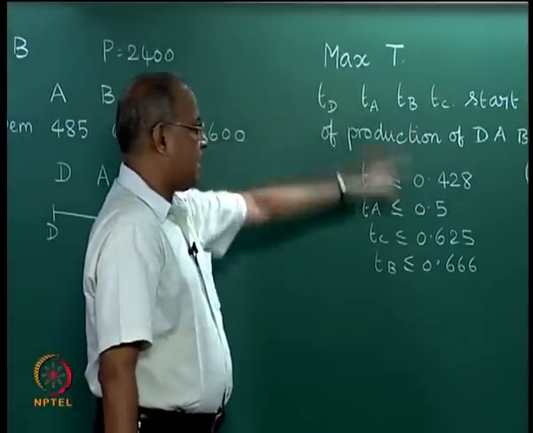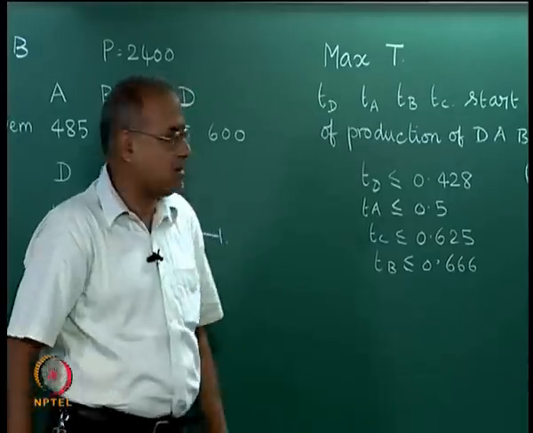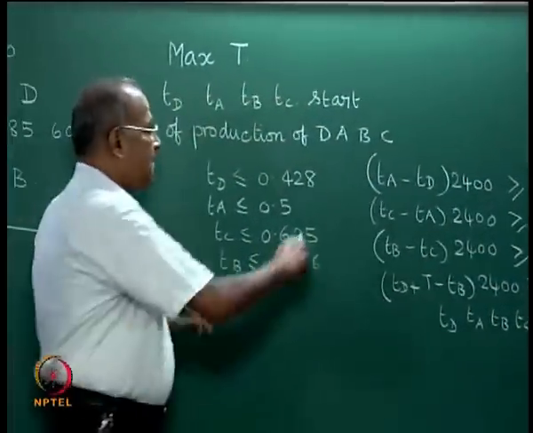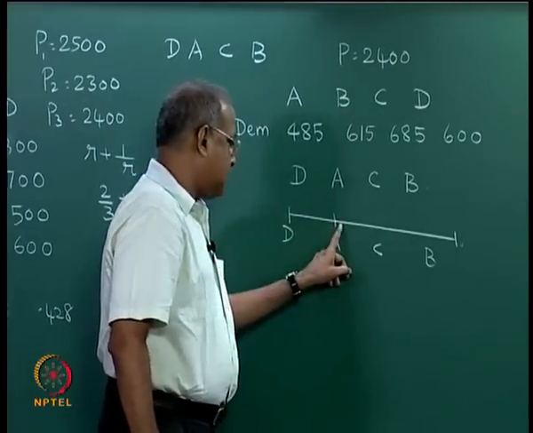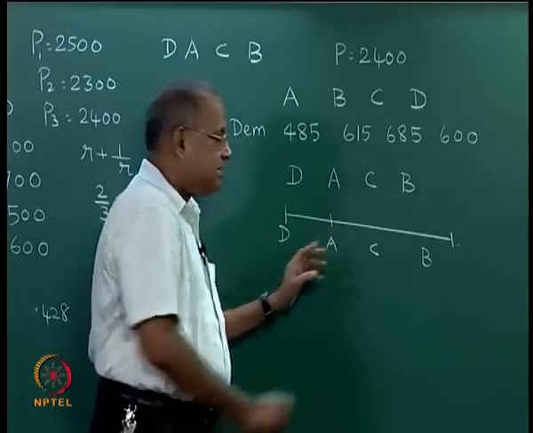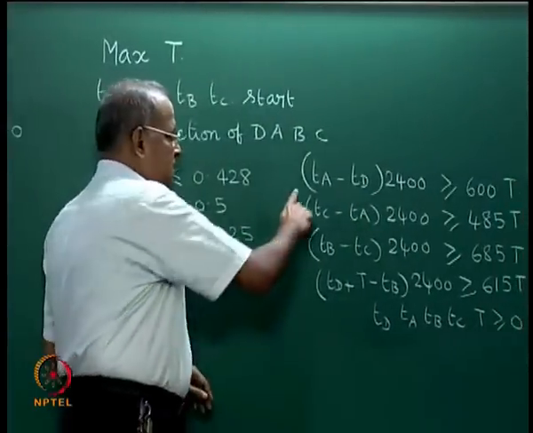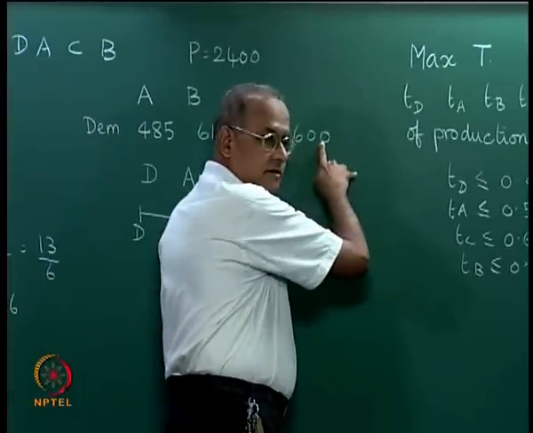So, this is our linear programming formulation. We have seen this formulation before. This is the first of the disaggregation models. Now, the explanation for this comes from the fact that first we start producing D at TD and then we stop producing D at TA. So, D is produced for the period TA minus TD. So, this is the total production and the cycle time is T. So, this should be capable of meeting the demand of the entire cycle. So, that is 600 into T.